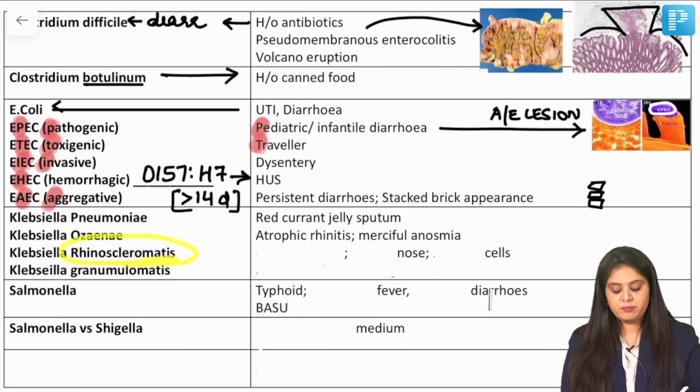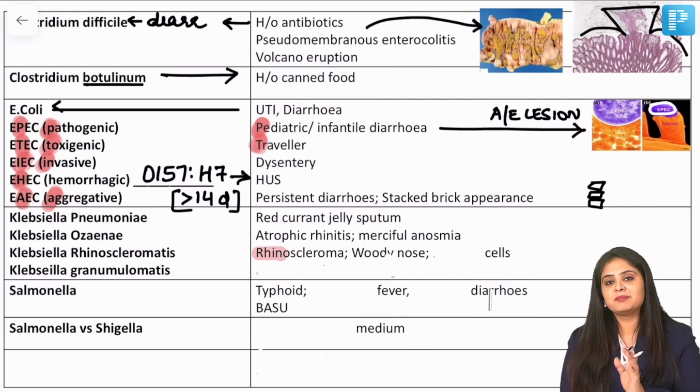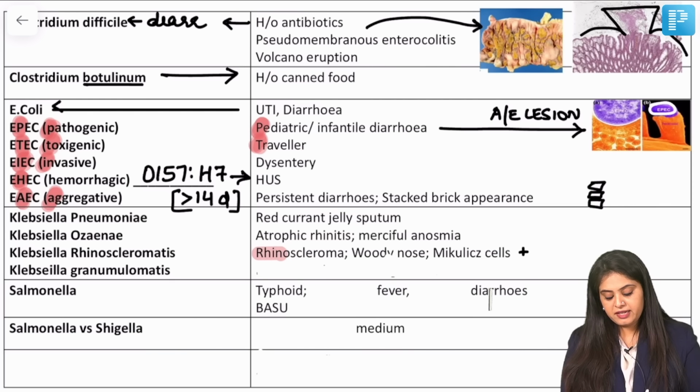Klebsiella rhinoscleromatis, of course, will cause rhinoscleroma. Rhino only tells me that this will occur on the nose. The nose tends to become very hard and woody, so woody nose is mentioned. And this is the only thing which you don't study in path as microscopy, but in ENT, rhinoscleromatis under the microscope is going to show you which cells, the Mikulicz cell, and it is also going to show you the Russell bodies.